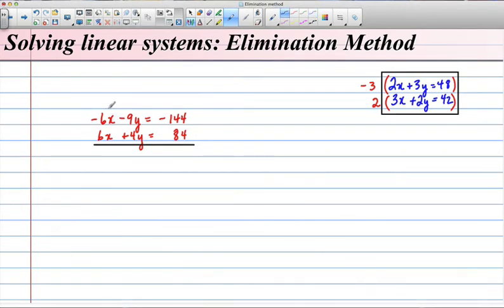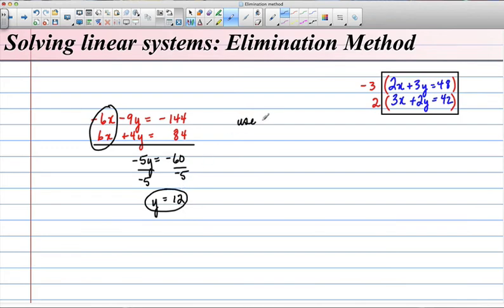Let's add up. Here's our zero pair. So negative 9y combined with positive 4y will give negative 5y. And negative 144 combined with positive 84 will give a negative 60. So now we're going to divide by negative 5. And y is equal to positive 12.